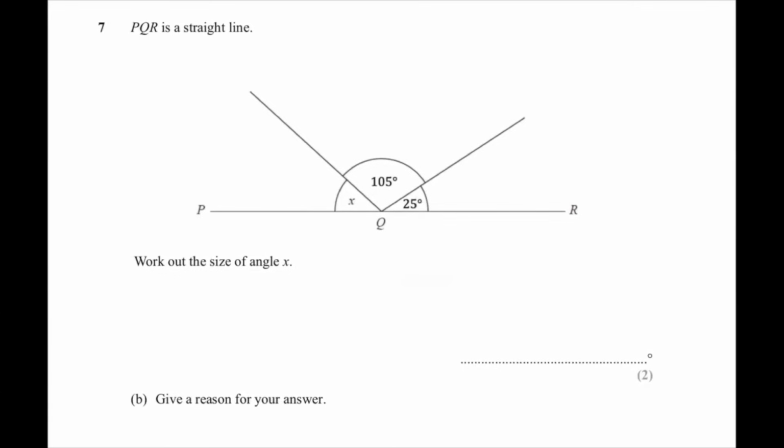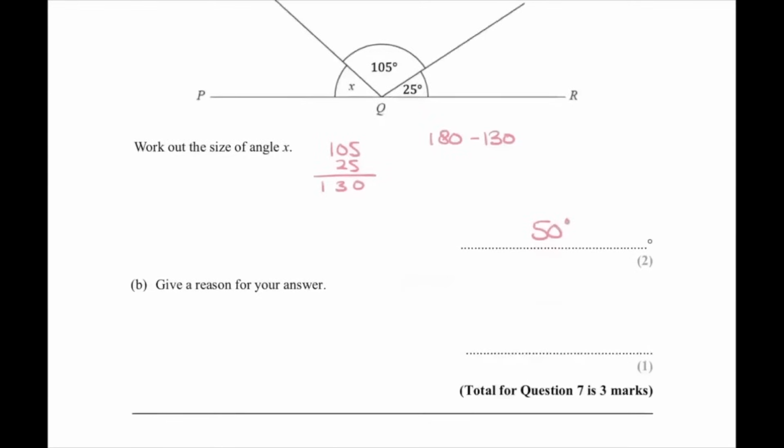Okay, we're being asked to work out the size of angle X. So I've got 2 of the angles. I'm going to add those together, which is going to give me 130. And then 180, take away 130 is 50 degrees. I have to give a reason for my answer. And my reason is straight line adds up to 180 degrees.